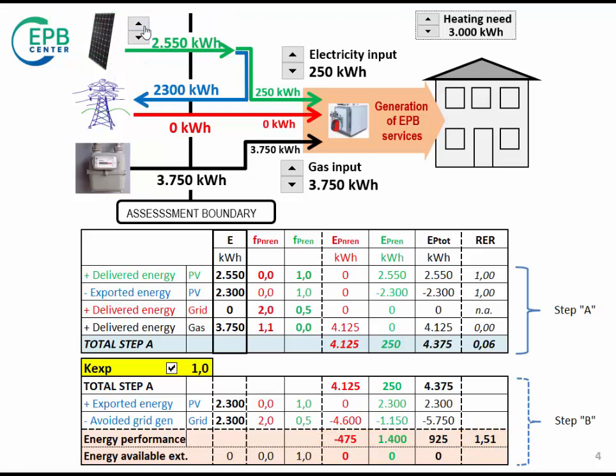Since the total of non-renewable primary energy is unique, there is cross-compensation between different delivered and exported energy carriers. This is an intrinsic consequence of K exported equal 1 option, that is option B. If you want to avoid this, you have to choose K exported equals 0, that is option A, which is the same as saying discard energy produced on site, which is not used in the building.